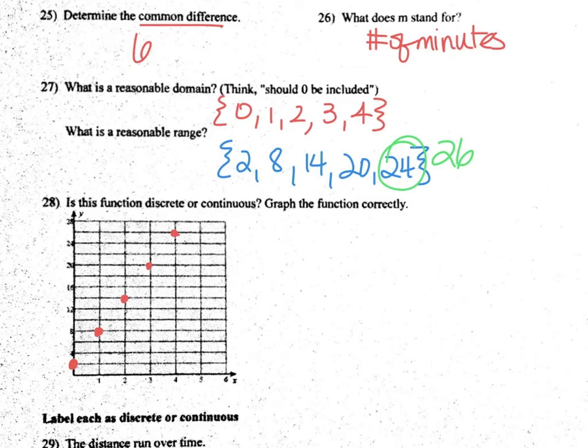So we're talking about the amount of water over time. Well, neither of those have to be counted in whole numbers, so I'm going to say this is continuous. So then think, what does my graph need to look like? It means we need to connect these points right here.